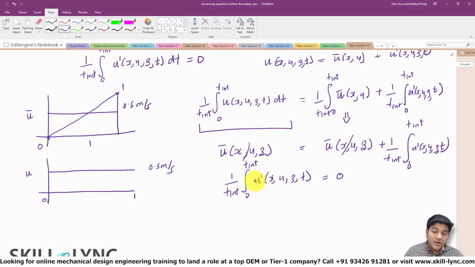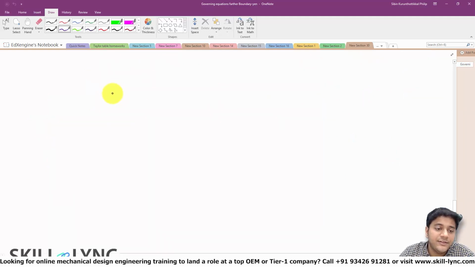Whenever there's an integral quantity where you're multiplying a time averaged quantity with the integral of a fluctuating component, that result is going to be 0, right? So this result that we have obtained is very useful in simplifying our Reynolds averaged Navier-Stokes equations. So now let's apply this integral rule to the continuity equation.